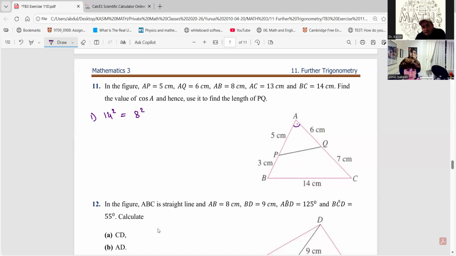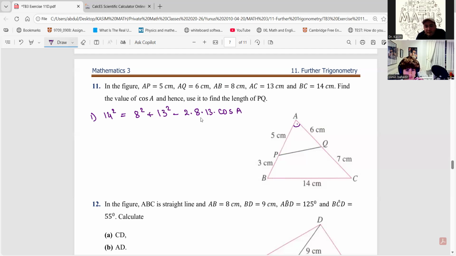Yeah, but is the formula not A squared equals B squared plus C squared? Oh, you did the C square first. So 8 squared plus 13 squared, right? Minus 2 times 8 times 13, times cosine of theta, or A, I guess.